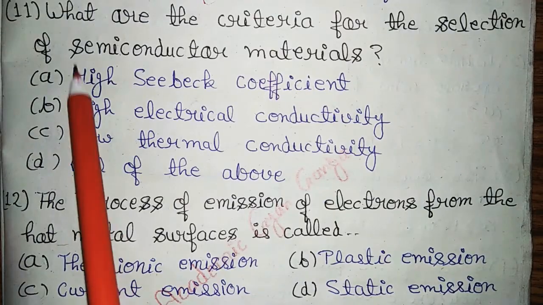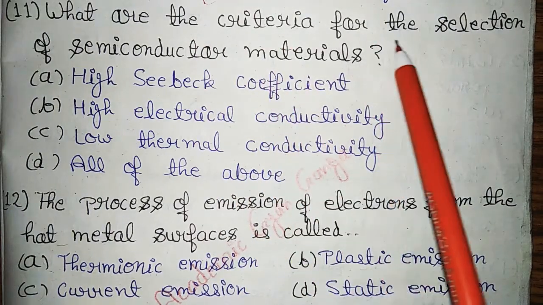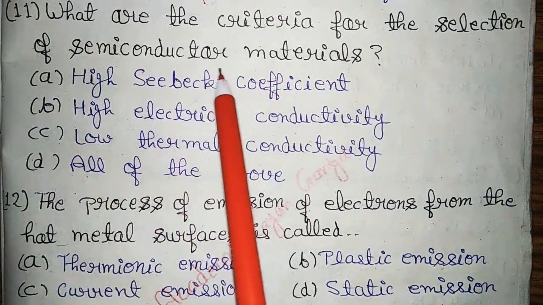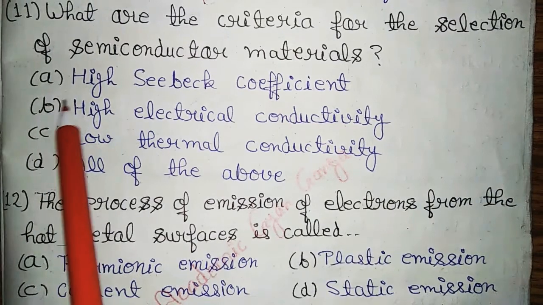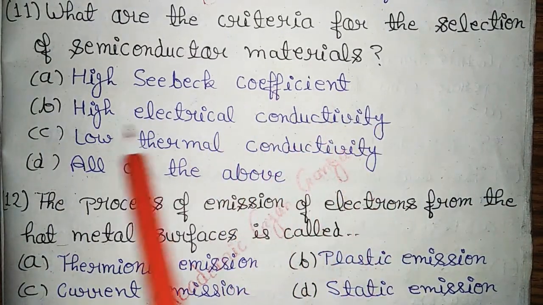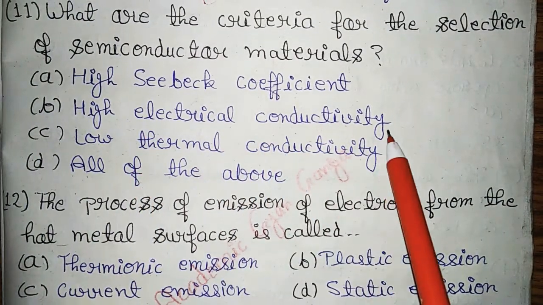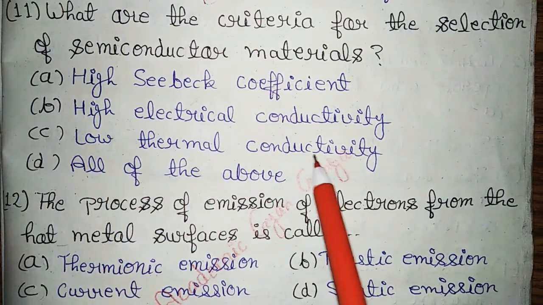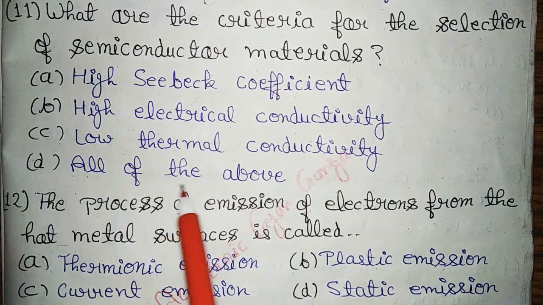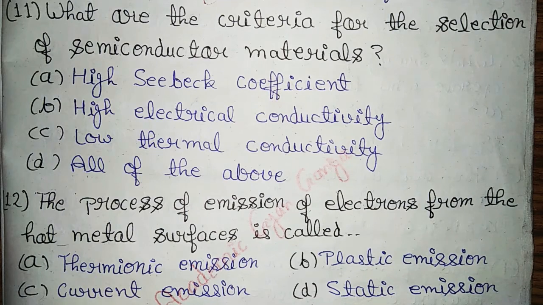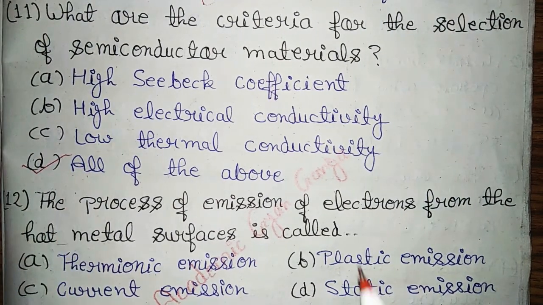Next question, what are the criteria for the selection of semiconductor materials? Option A high Seebeck coefficient, option B high electrical conductivity, option C low thermal conductivity, and option D all of the above. So right answer is option D all of the above.